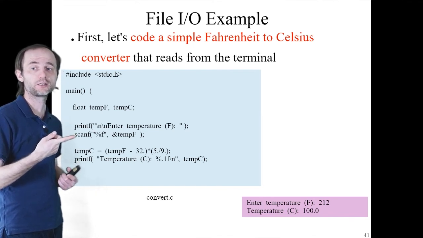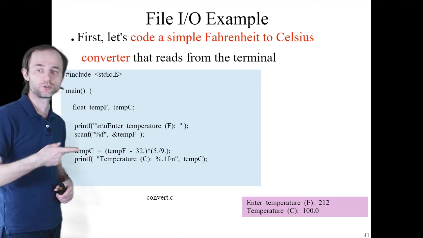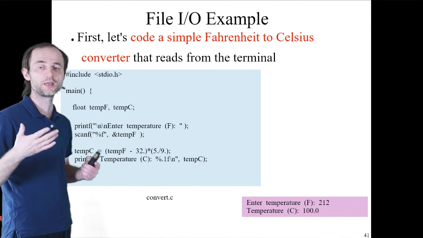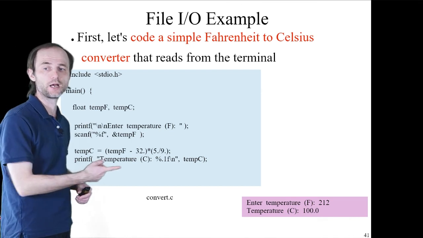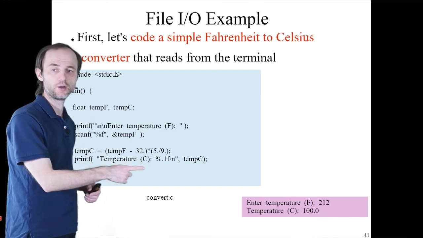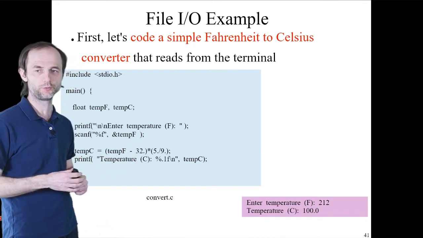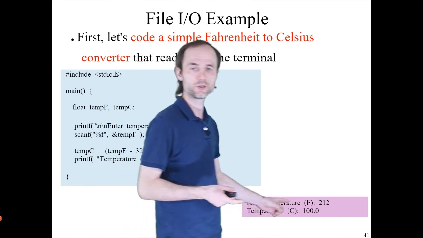We're going to scan the input for the temperature in Fahrenheit, convert into Celsius using the regular formula, subtract 32 degrees from Fahrenheit, and divide the result by 9 multiplied by 5. And we're going to print out the temperature in Celsius with one significant digit, so not too many digits to overwhelm the user. So here's an example of how this program works. You enter the temperature in Fahrenheit.